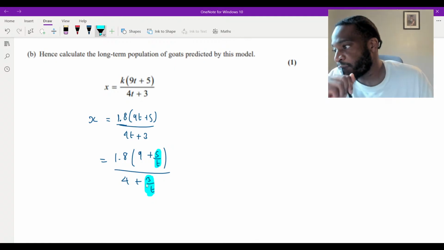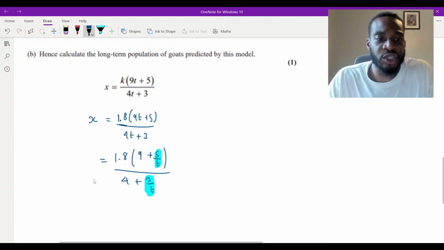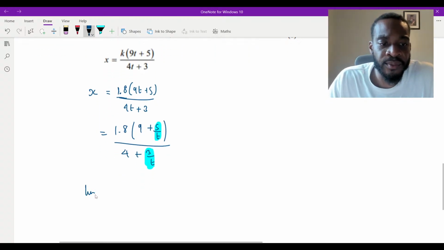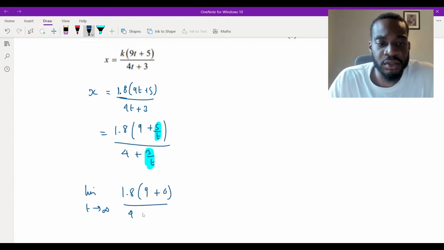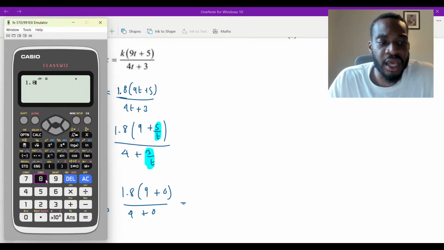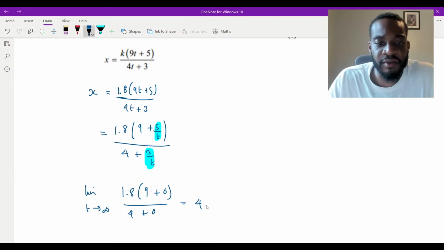Like that. Yeah. So they're going to disappear. Essentially what you're doing is the limit as t tends to infinity of that, right? And what's going to happen is that it is just going to be 1.8 times 9 plus 0 over 4 plus 0, essentially. So you're going to literally just put this into the calculator and see what you get. 1.8 times 9 over 4 is equal to 81 over 20, which is 4.05, like that.